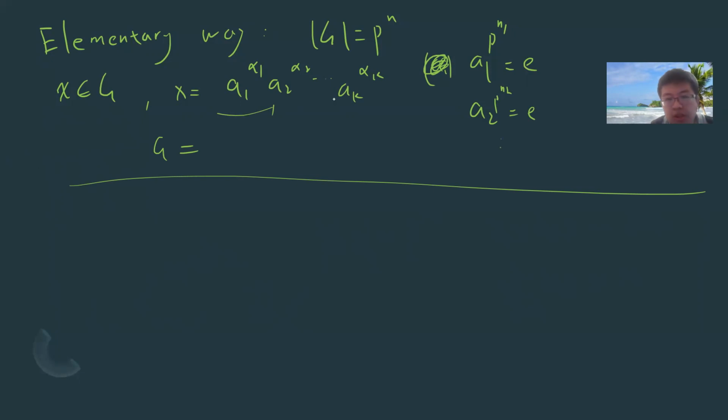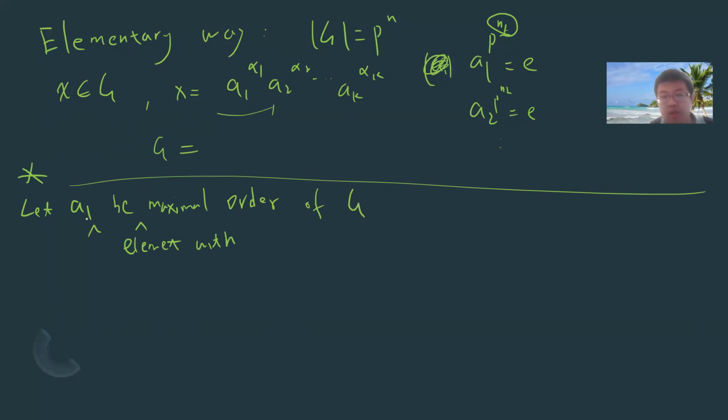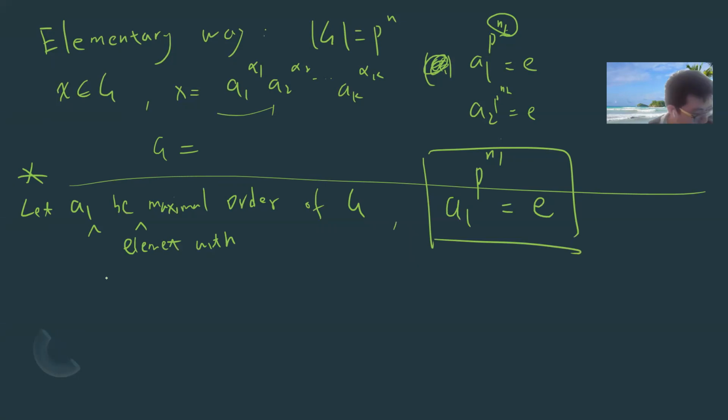Okay, so let's try to find it. The idea is how to find this first n1, such that this is the largest. This is simple. So this is step 1: let a1 be the element with the maximum order in G, the largest order such that it becomes identity. Since it's a p-group, the order must be p^n1, so I define this as n1. So let's say a1^(p^n1) is the identity. Then I get A1 generated by a1, a cyclic group, which is the largest one.